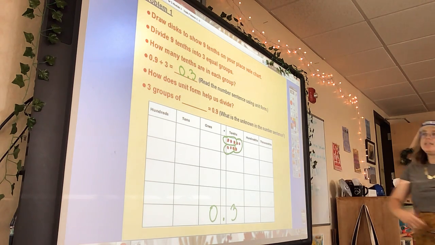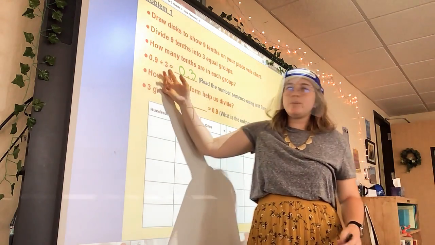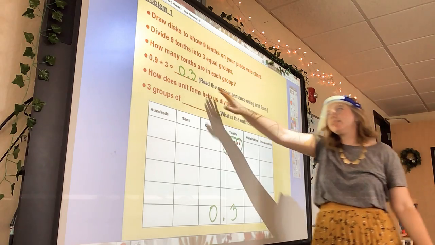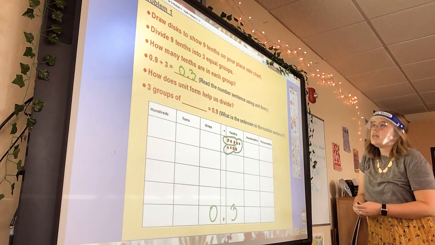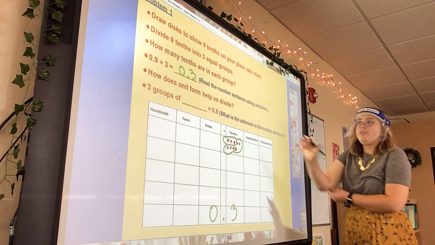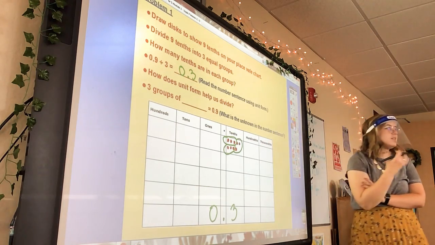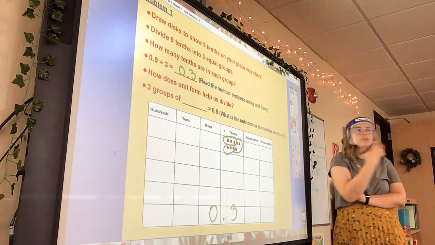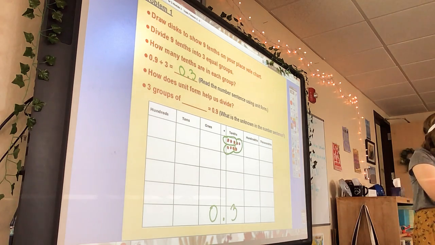So if we have 9 tennis balls split between 3 friends, they're each going to get 3 tennis balls, right? So 3/10 is my answer. Okay? So this question, how does unit form help us divide? It helps us, like what I just said with the tennis balls, but if we replace tennis balls with tenths, it becomes 9/10 divided by 3 equals 3/10, right? So it keeps the same unit.